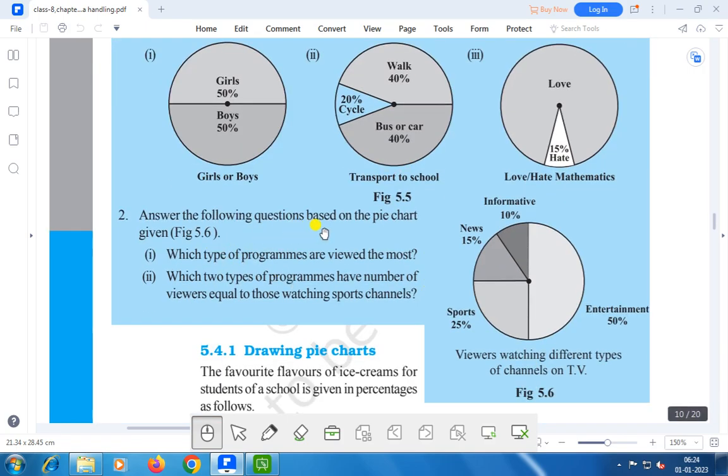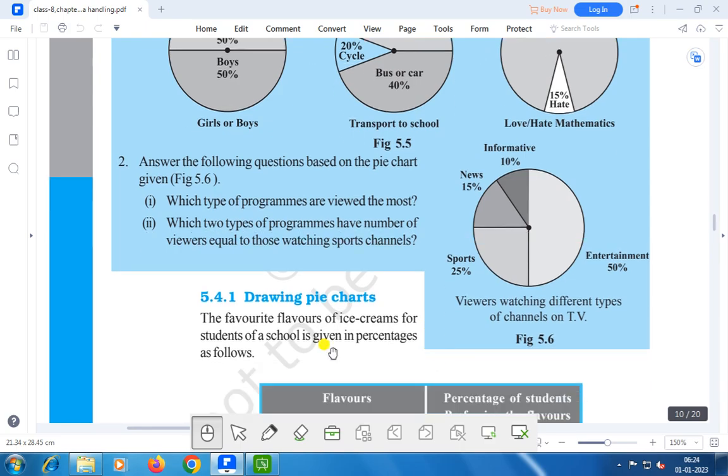Answer the following questions based on the pie chart in figure 5.6. Which type of programs are viewed the most? You see this one: entertainment 50%, informative 10%, news 15%, sports 25%. Viewers watching different types of channels on TV. Which two types of programs have a number of viewers equal to those watching the sports channel? You can find it from here only, right?